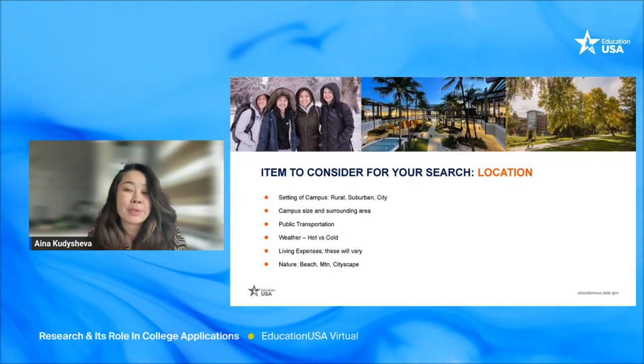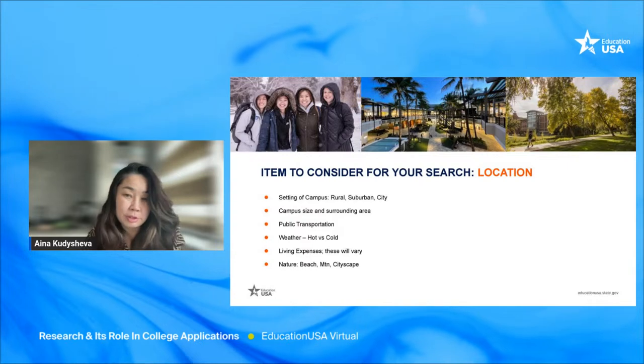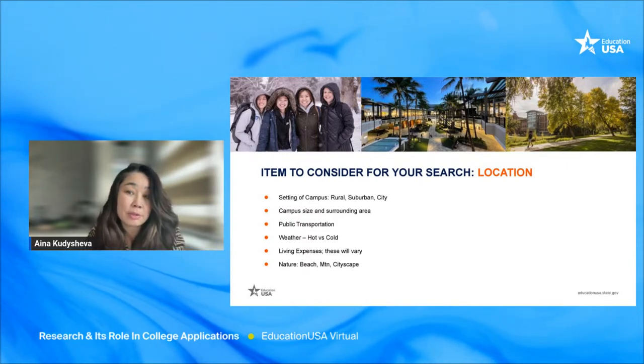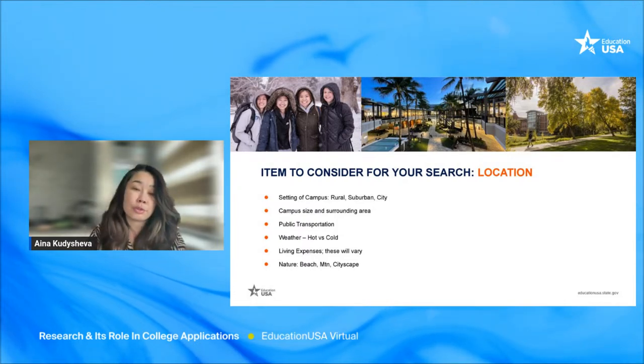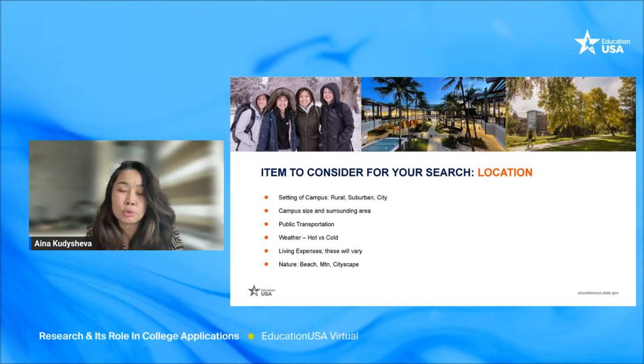Some cities are very expensive. You should understand that some cities in the United States are very expensive, and you will have to pay more money for renting a room, a flat, or an apartment. And next is the nature.